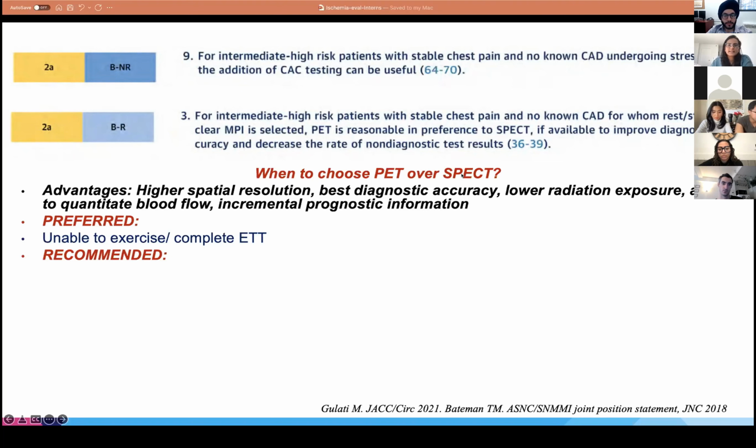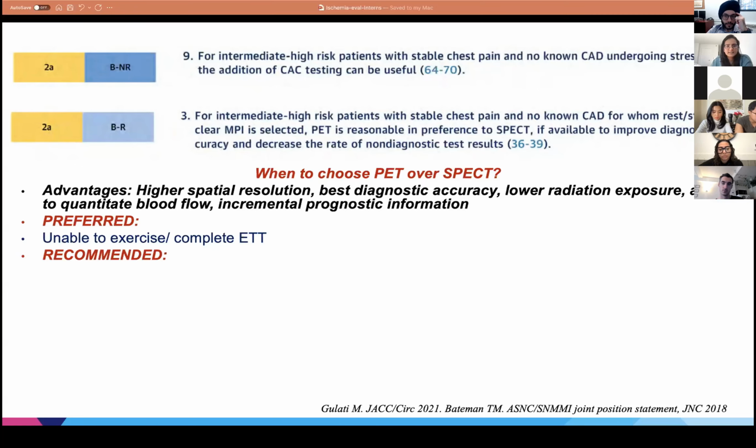And the other thing that they recommend is if you have both PET and SPECT available at your center, you should choose PET over SPECT. And recently we've started a PET service at Morningside. So if you do have any appropriate patients who are higher risk, it is now available at our center for you to order and choose.